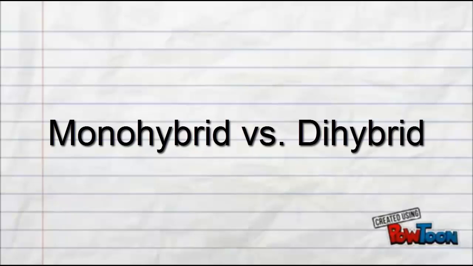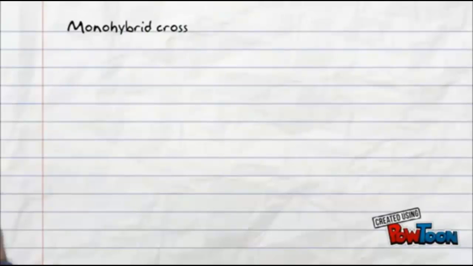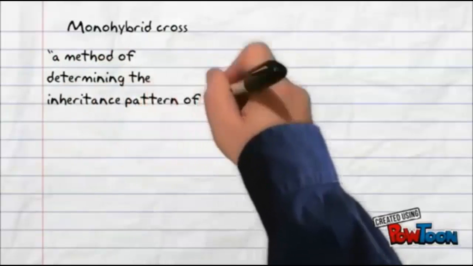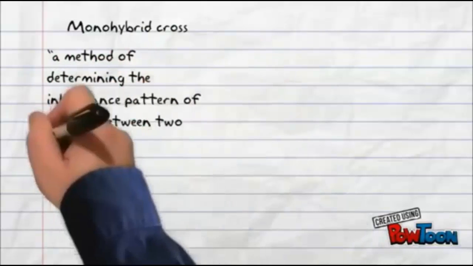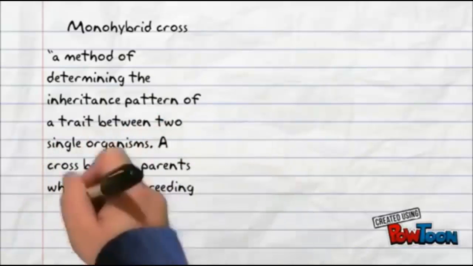Monohybrid and dihybrid cross. They both fall under the category of a Punnett square. So what's the difference between the two? Well, monohybrid is a method of determining the inheritance patterns of a trait between two single organisms, crossed between parents who are true breeding for a trait, from the picture aside.